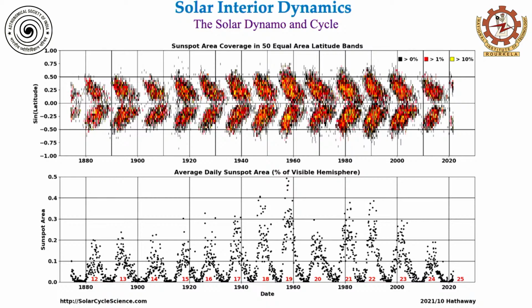So this is the same thing plotted in a different way, the area of the sunspots. This has been observed from Galileo's time, as I said. Very long-term observations exist.